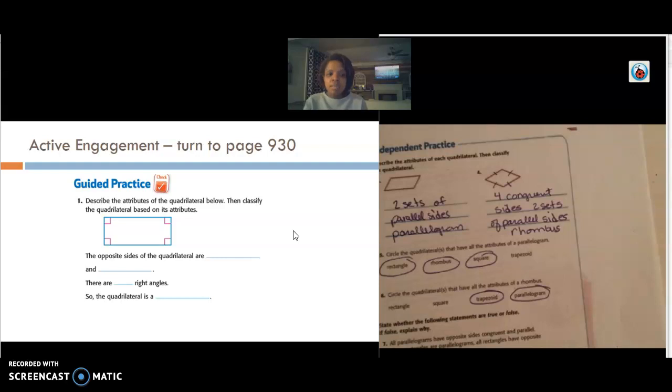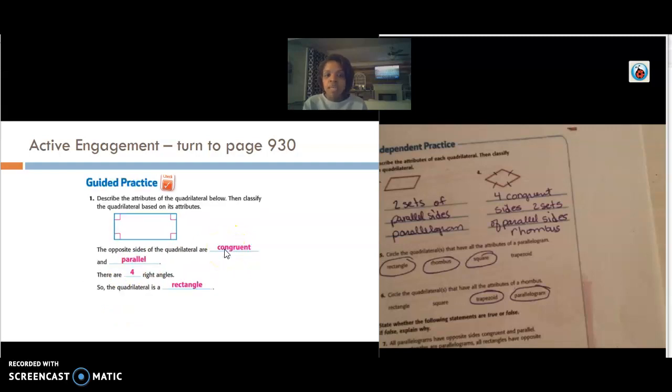All right, so let's look at number 1 on the guiding page. Describe the attributes of the quadrilateral below, then classify the quadrilateral based on its attributes. As you can see, it has 4 right angles. The opposite sides are parallel and congruent, or congruent and parallel. It doesn't matter which one you put here. And there are 4 right angles, so because of that, it is a rectangle, okay?